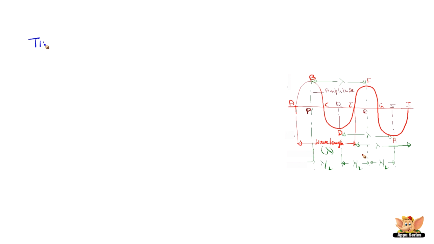Now, the next parameter is time period. This time period is nothing but the time that is required to produce one complete wave, or one complete cycle. In the figure, one complete wave is A to E, made of A to C and C to E. A to E is one complete wave and E to I is the second wave. So, the time required to produce one complete wave, like A to E in the figure, is the time period.